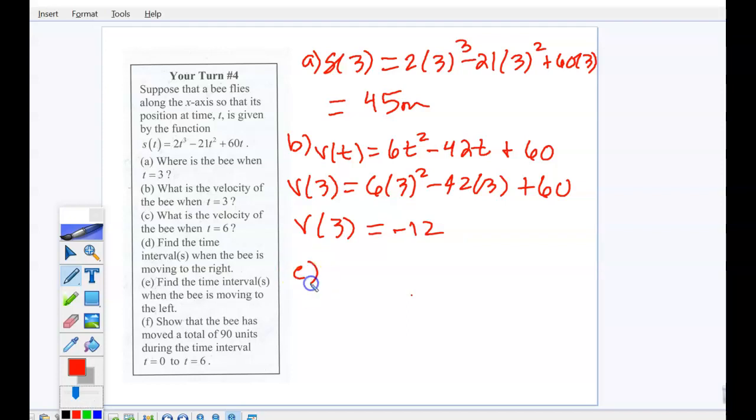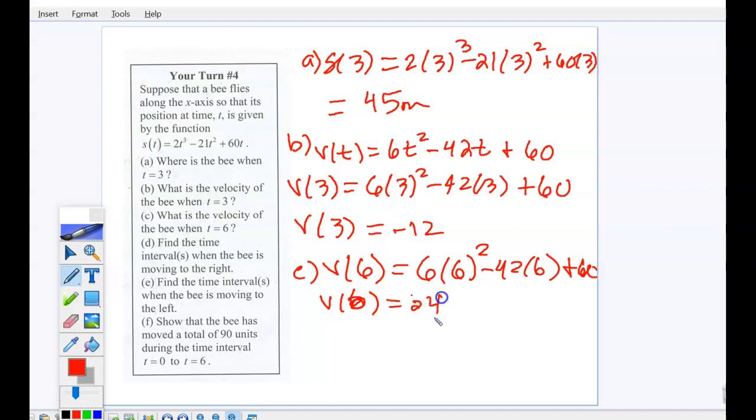Question C says, what is the velocity at 6? So I'm going to plug 6 in, so it's going to be 6 times 6 squared minus 42 times 6 plus 60. So we're going to get 216 minus 42 times 6 plus 60. So the velocity at 6 is equal to 24. So somewhere between 3 and 6, the bee changed direction because the velocity is negative at 3 and it's positive at 6.